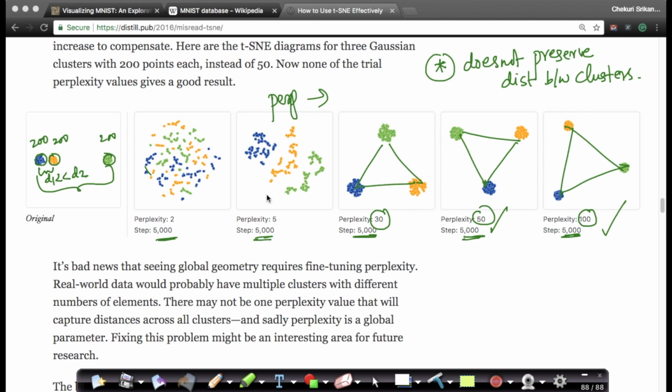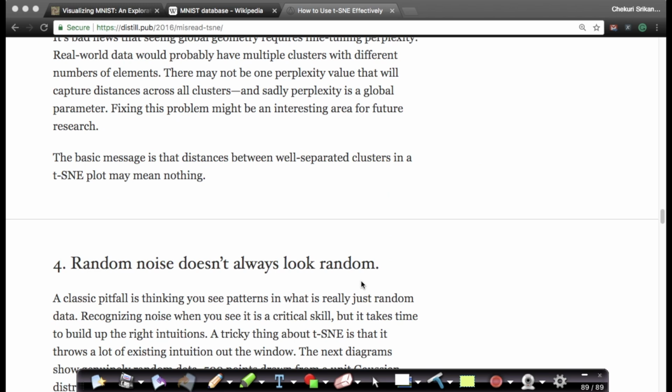So I could conclude that, okay, I have three clusters here in my original data, and all of these three clusters are roughly at the equal distance. No, you can't conclude that. Because if you have this as original data set, this is what you could get as the result of t-SNE. So remember, t-SNE does not preserve distances between clusters. This is a very, very important observation or understanding. This is how not to misread t-SNE. See, the name of the blog itself says misread t-SNE. So never misread t-SNE. And these are all very, very interesting examples geometrically showing what happens in various cases of t-SNE. Okay, so now let's go down and see more examples.